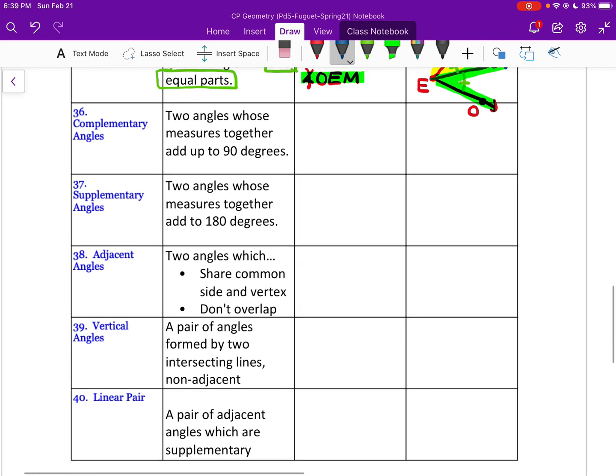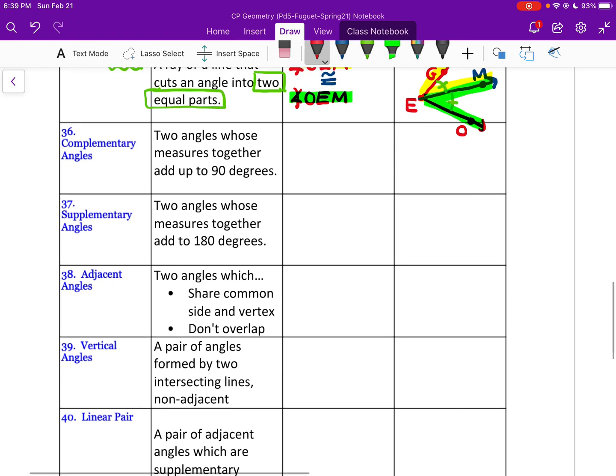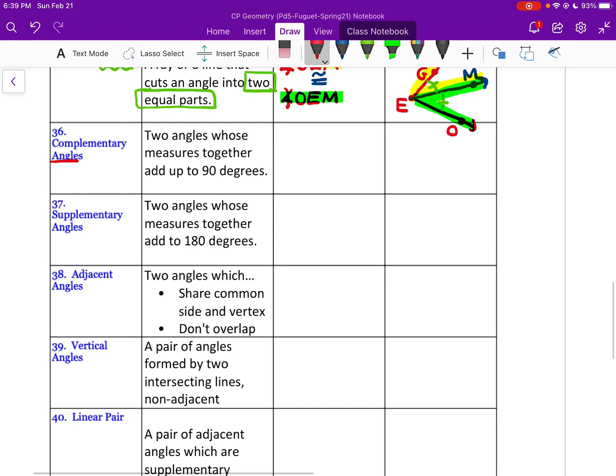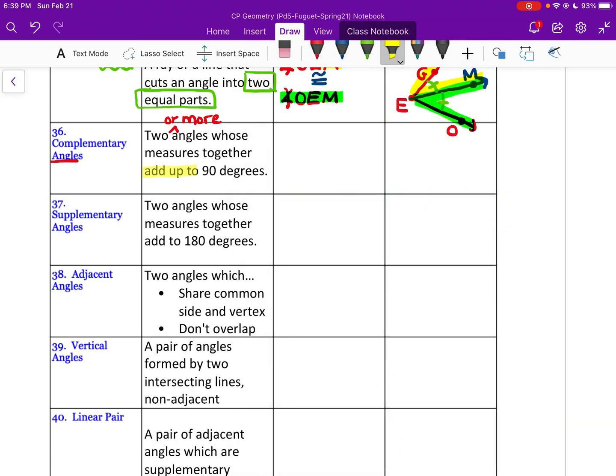All right, let's see. Complementary angles for number 36 and supplementary angles for number 37. These are going to be really important ones. We're actually going to spend some time talking about those as well. So complementary angles, right? That plural tells us more than one. Complementary angles are actually two, or I guess I really could say two or more angles. But the big thing here is the fact that together, these two or more angles will add up to exactly 90 degrees, right? That's the big thing that makes these special.